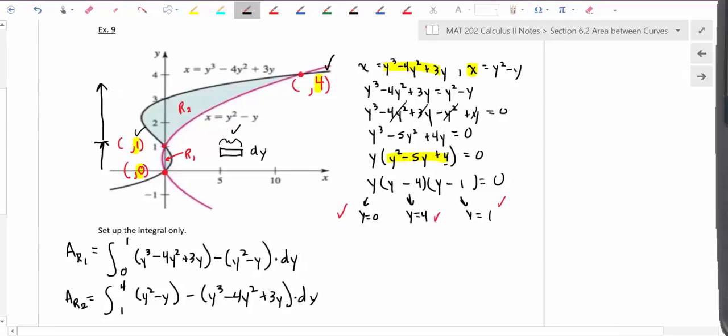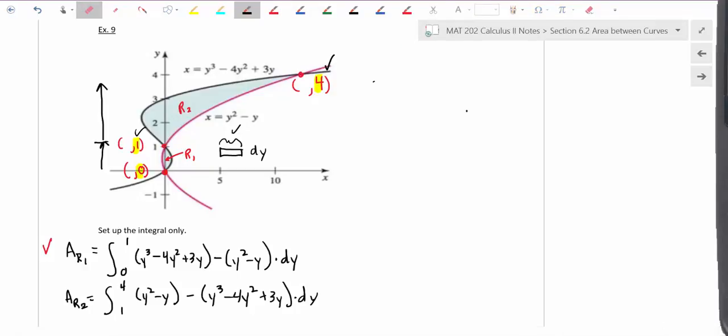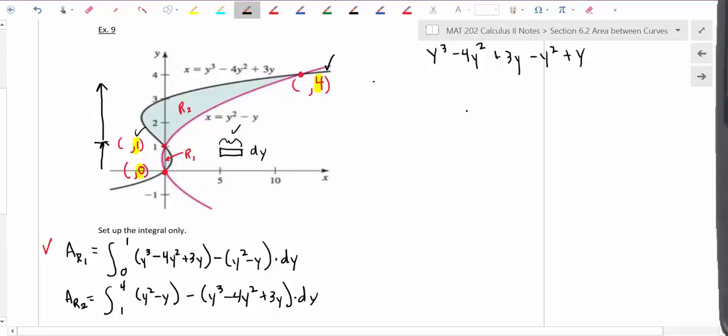Okay, so now we're set up. We've got our integration set up. Now we just need to work out the calculus and the arithmetic. So I'm going to go ahead and erase this so we can get everything worked out here. So let's work first of all on this integral. And to begin with, let's go ahead and simplify this. So we have y to the third minus 4y to the second plus 3y minus y to the second plus y. Collecting the like terms, we have y to the third minus 5y squared plus 4y.